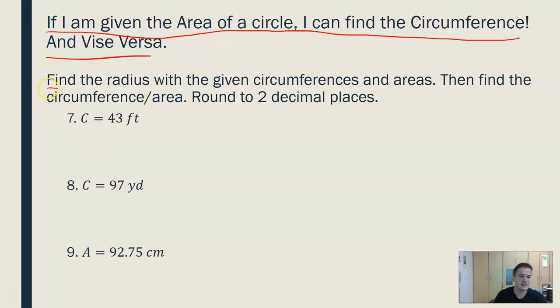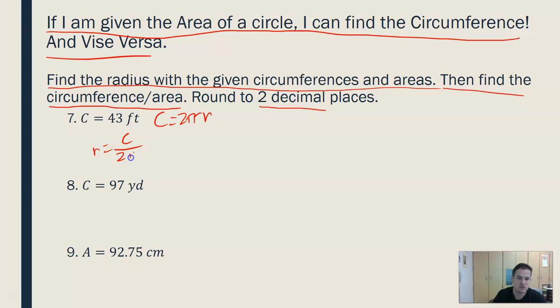So here it says, find the radius with the given circumferences and areas, then find the circumference or area, the other one that's not given to you. Round to 2 decimal places. Okay, so in the last video, we talked about finding the radius. Let's remind ourselves what the formula for the circumference is. Circumference is equal to 2 pi r, which means the radius is going to be the circumference divided by 2 pi.